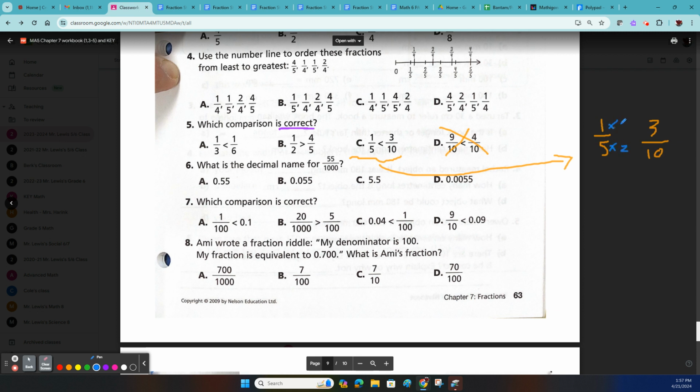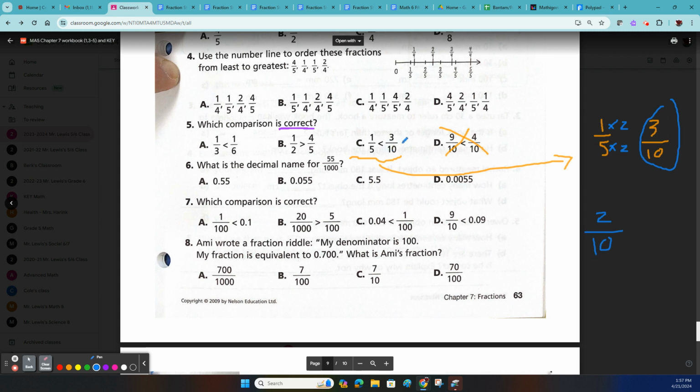I've got to do it with the numerator too, though. 5 times 2 is 10, and 1 times 2 is 2. So now I've got 2/10, comparing that with 3/10. Which one's bigger? 3/10, of course. 3/10 is bigger than 2/10. So look at that. Check it out.